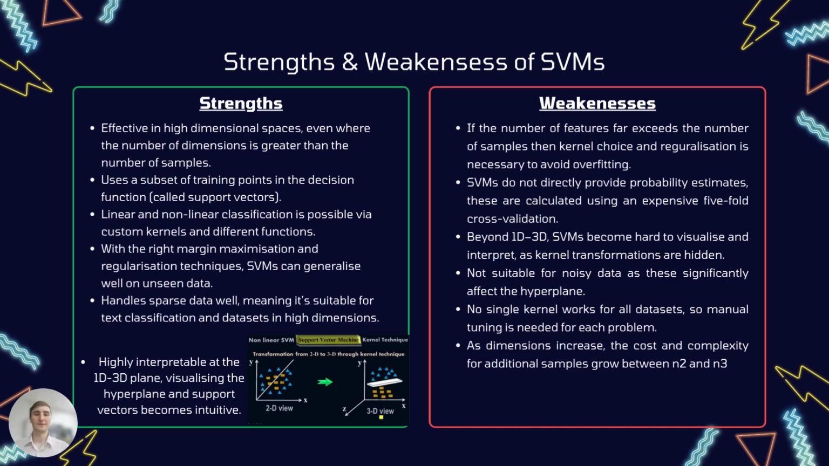However, on the flip side, if the number of features far exceeds the number of samples, then kernel choice and regularization are necessary to avoid overfitting. And SVMs do not provide probability estimates. These are only calculated with an expensive five-fold cross-validation. And the most important of all is that as the number of dimensions increases, the cost and complexity for additional samples grows between n squared and n cubed, meaning for 100 times more samples, you're looking at potentially 1 million times the cost, which is significantly larger than any other alternative technique.